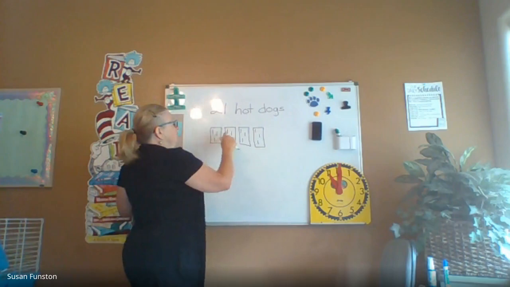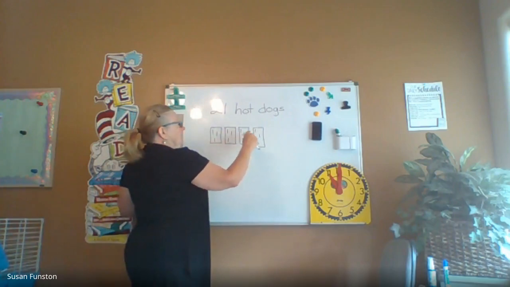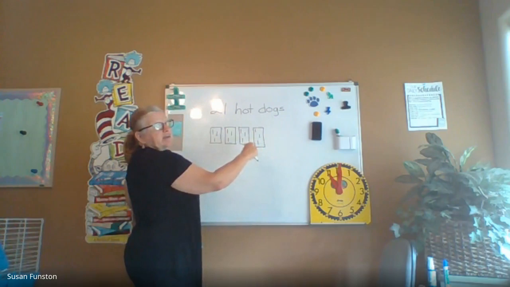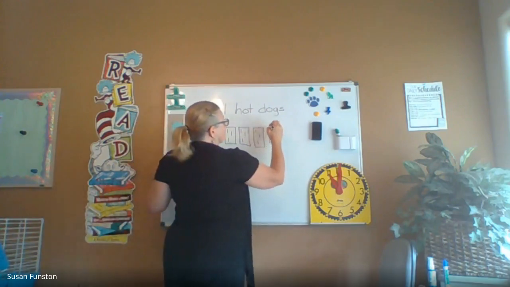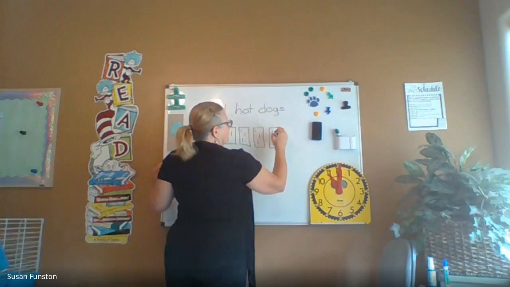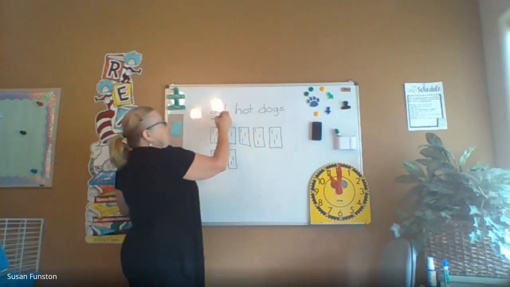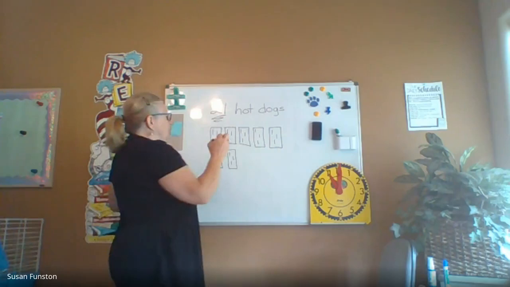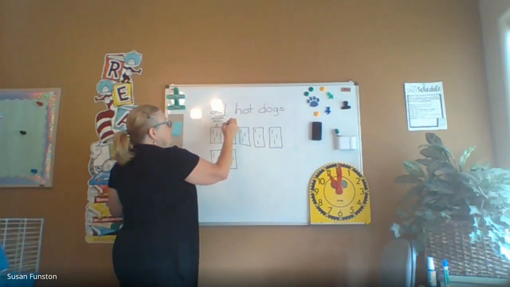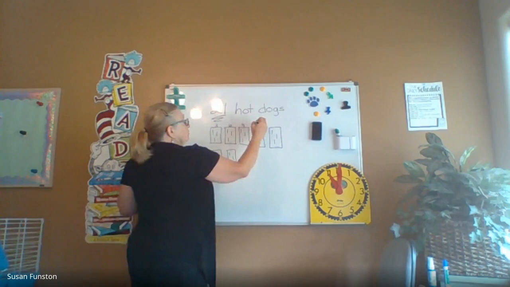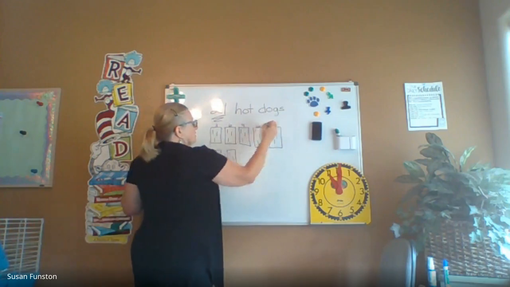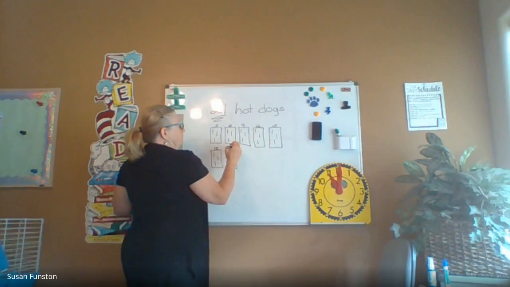So 1, 2, 3, 4, 5, 6, 7, 8, 9, 10, 11, 12. Do I have enough? No, I need to keep going. 13, 14, 15. 16, 17, 18. 19, 20, 21. 21 is what I'm looking for, so I'm going to stop. I could have counted by threes. 3, 6, 9, 12, 15, 18, 21.